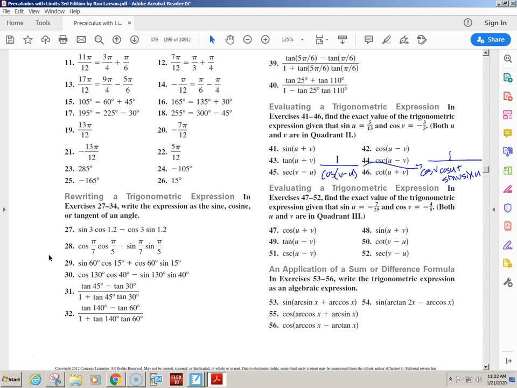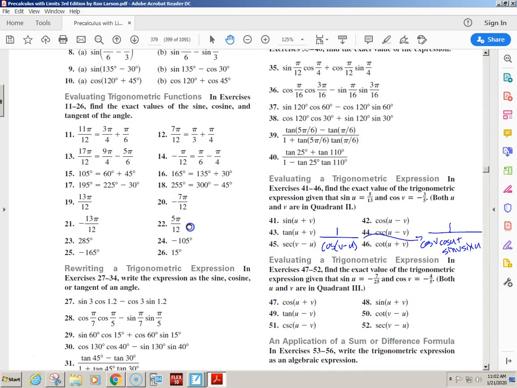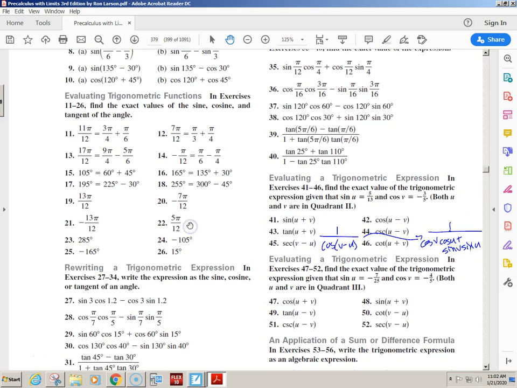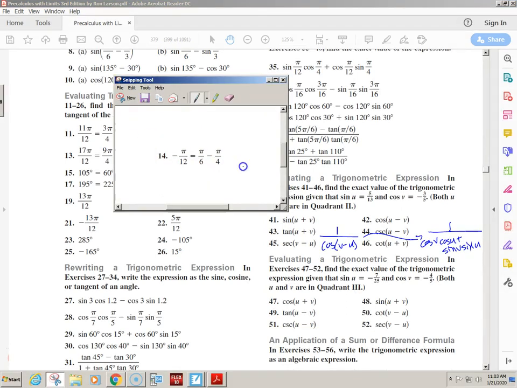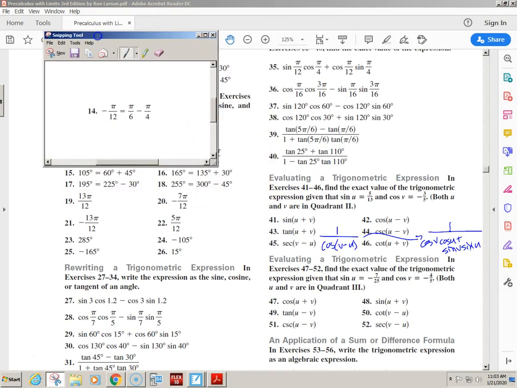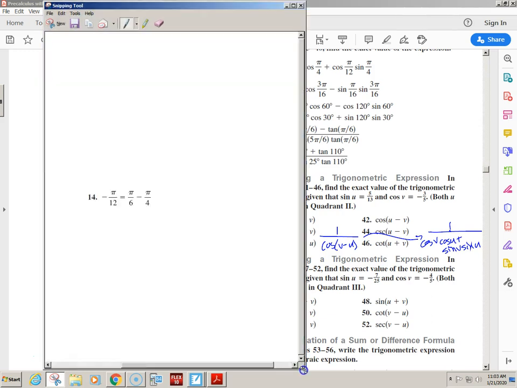Okay, 14. Ooh. Emma, is this one of these? I'm just confused on how to start it. Okay. So, if you look at negative pi over 12 as is, it's totally not unit circle, right?